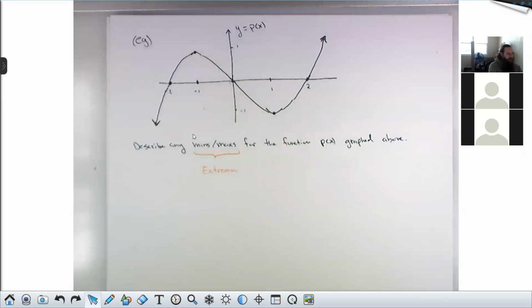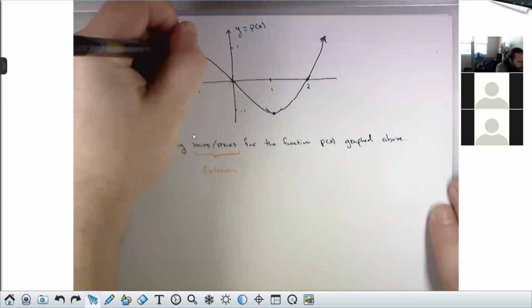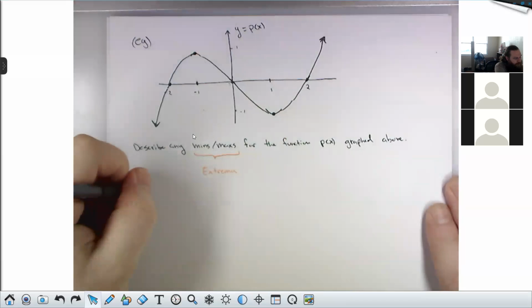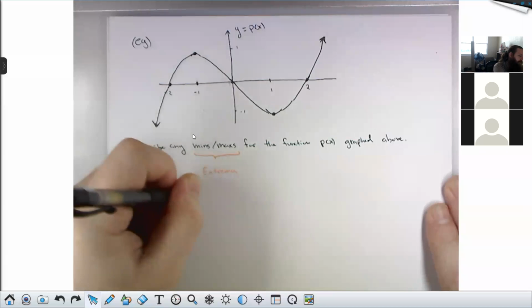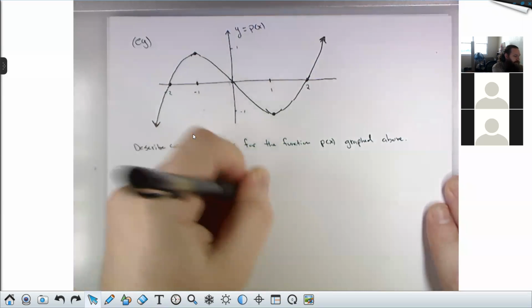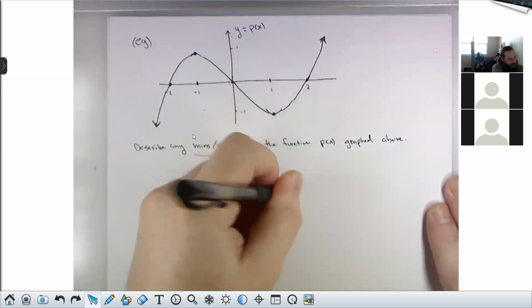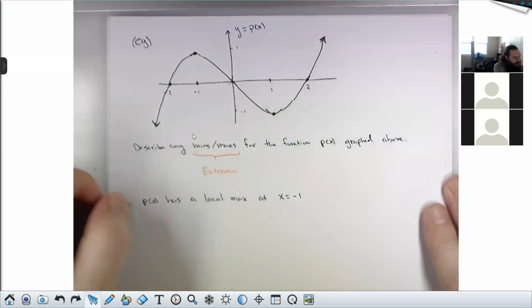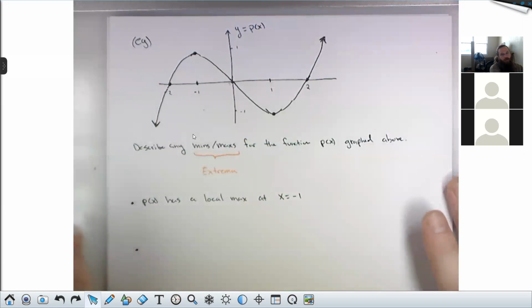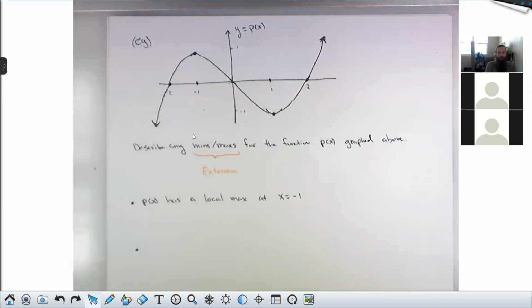So what's going on here? Yeah. -1, it'd be a local max, right? Good. So be careful with the language. I would say p of x has a local max. You're absolutely correct. Local max at x equals -1. I'm going to give myself a little bit of space here because I want to talk about something else. What else is going on? What other extrema does this function have?